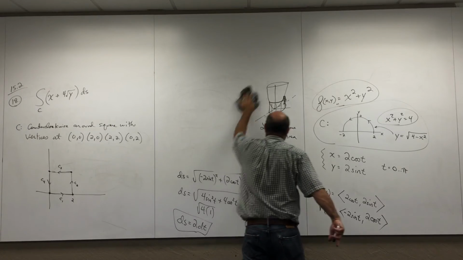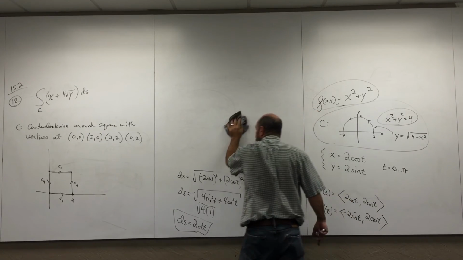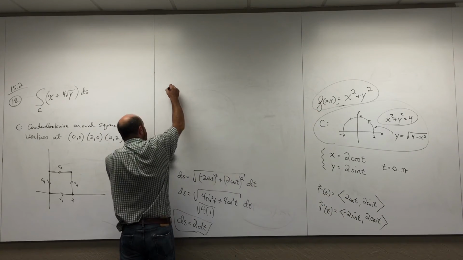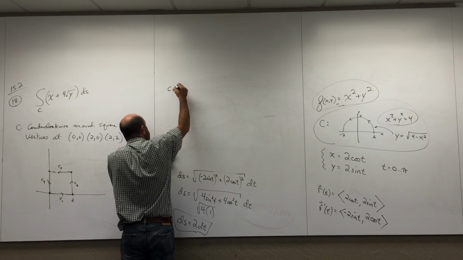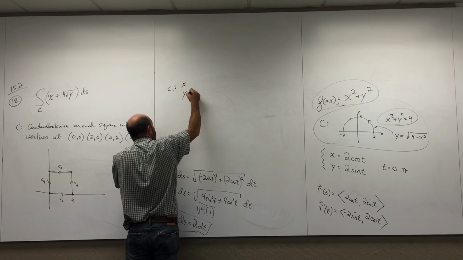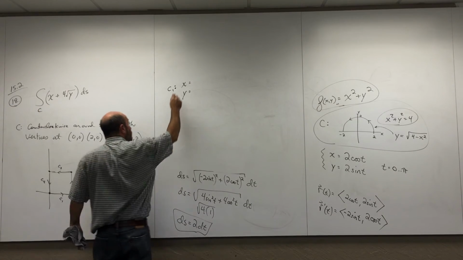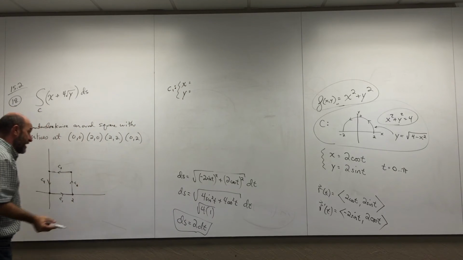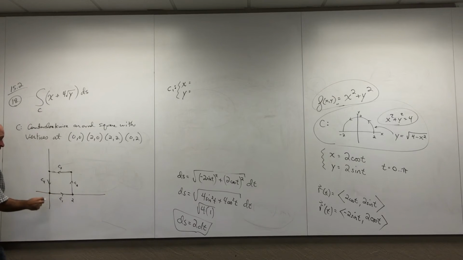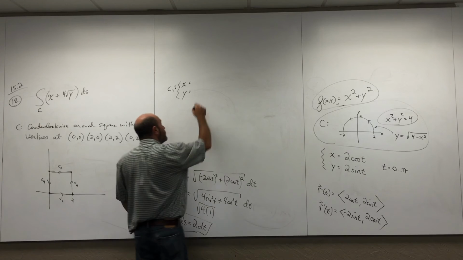What's nice is the parameterization for these curves is pretty easy. Let's talk about this C1 here. C1 is just this little curve, and by the way, it ain't much of a curve. It's a line from here to here. I got to parameterize this. I think x is moving. I want to call x equal to t.